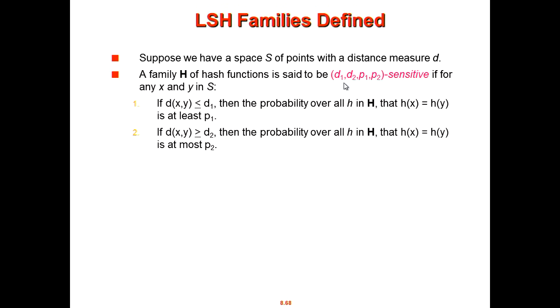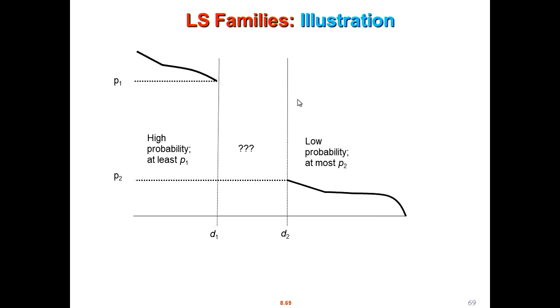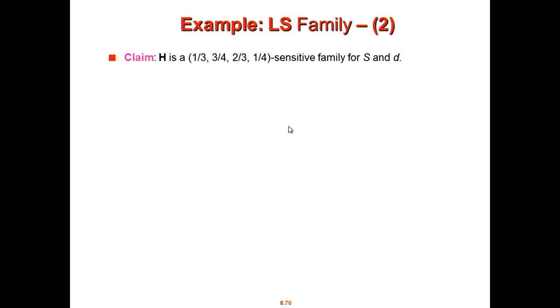So this is called a d1, d2, p1, p2 sensitive hash function, which means that they try to hash similar objects into the same values, and for objects that are far away from each other, that are not similar, the probability that they have the same hash value should be very small. That's the general idea of the LSH families. Using a figure to illustrate: if two points have distance smaller than d1, then their probability should be larger than p1. If their distance is larger than d2, their probability should be smaller than p2. And in between is the not-for-sure part. That's the whole figure to illustrate LSH families.